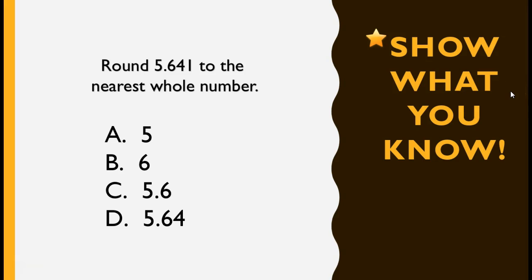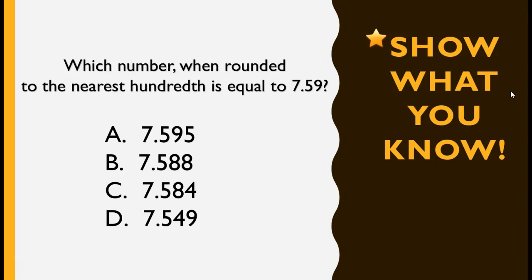So now you get to try this one. It says round 5 and 641 thousandths to the nearest whole number. And this is a challenging one. This is a released SOL question. So this is what they like to do. They try to make it a little bit more challenging for you.